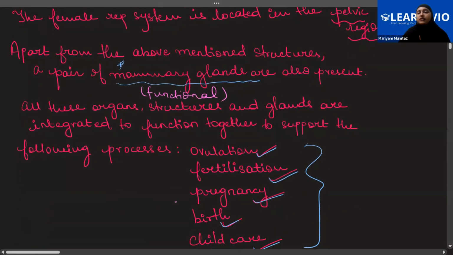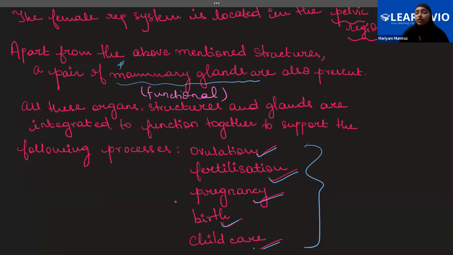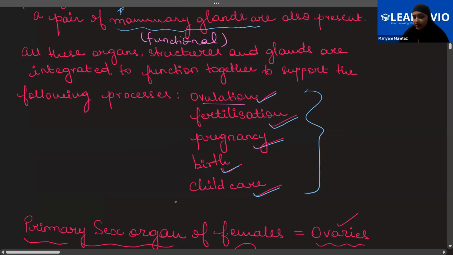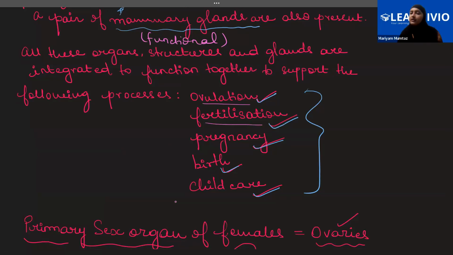All these organs, structures, and glands are integrated to function together to support the following processes. Ovulation, that is the release of the ovum. Then fertilization, when the sperm fertilizes the ovum. Then later on, pregnancy, birth, and childcare. So a female's body is much more integrated to perform even more functions as compared to the male's body. More importantly, the female reproductive tract.